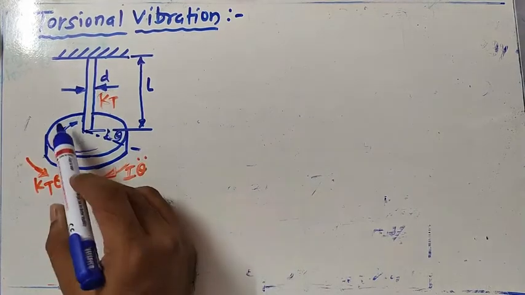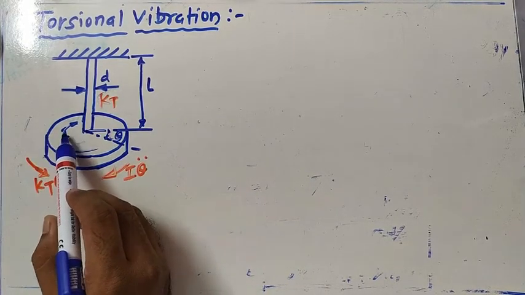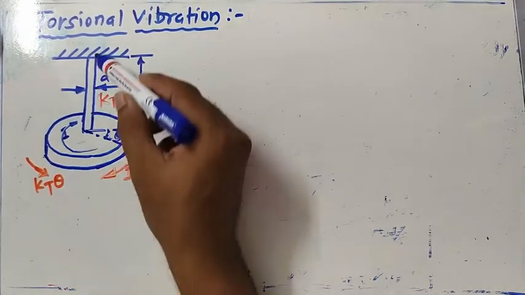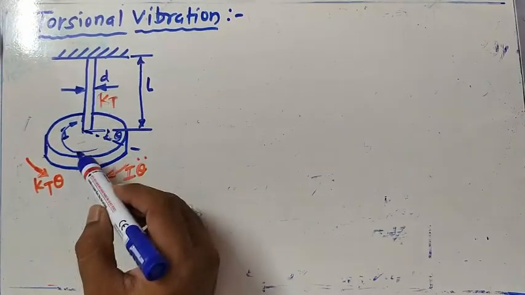Today's lecture, we will see torsional vibration of a disc suspended on a wire. Consider the disc having the mass moment of inertia I suspended on a wire of length L and diameter D, as shown in the figure.